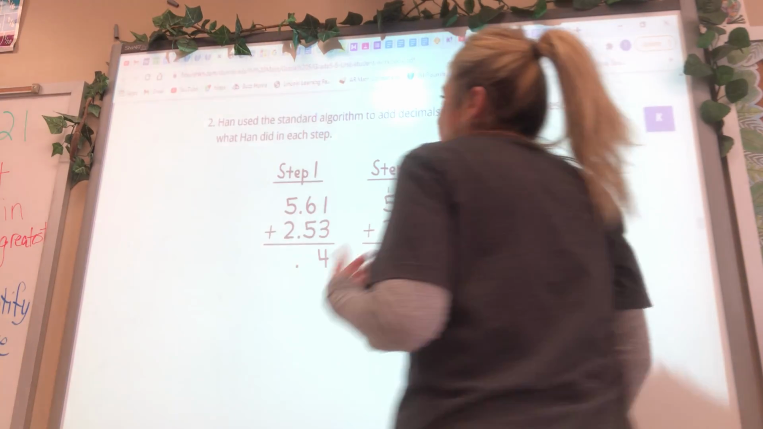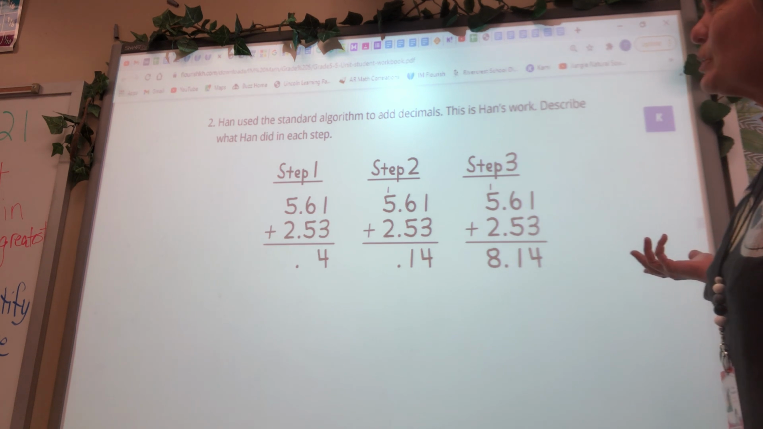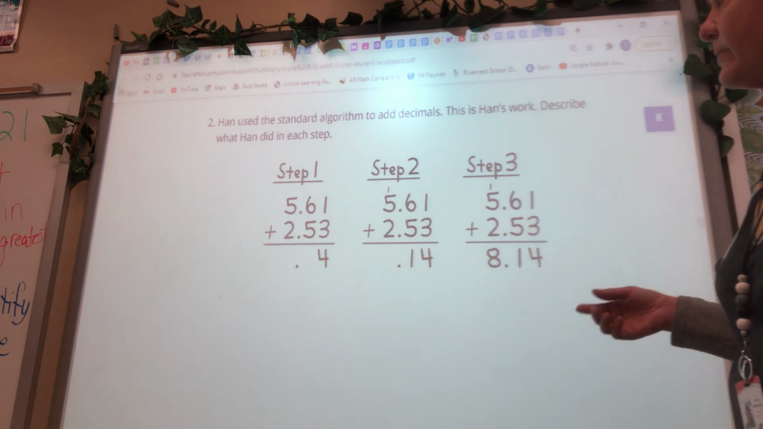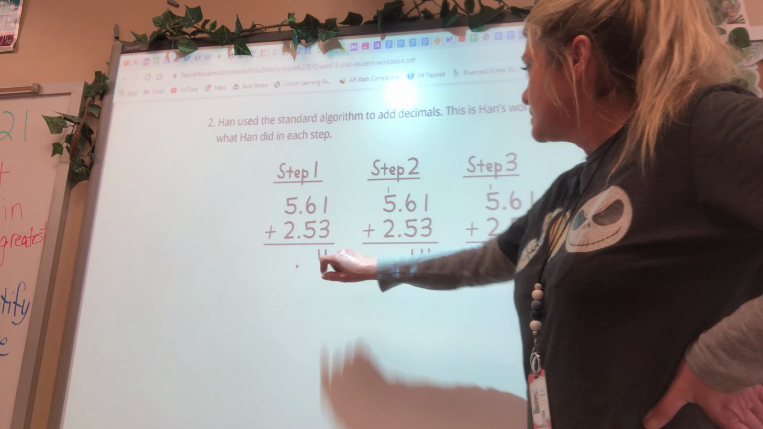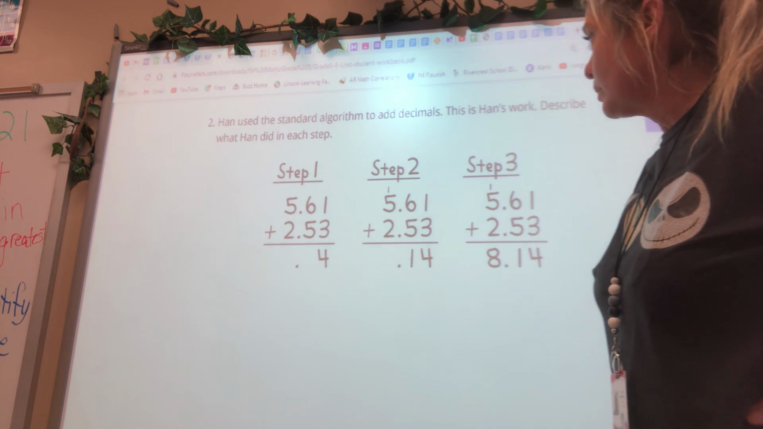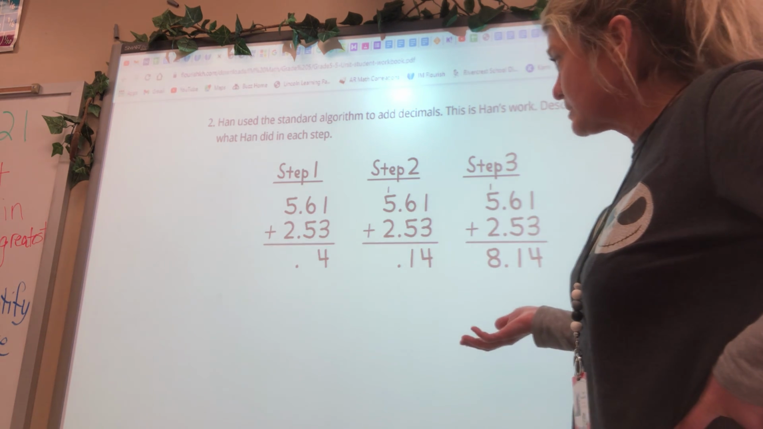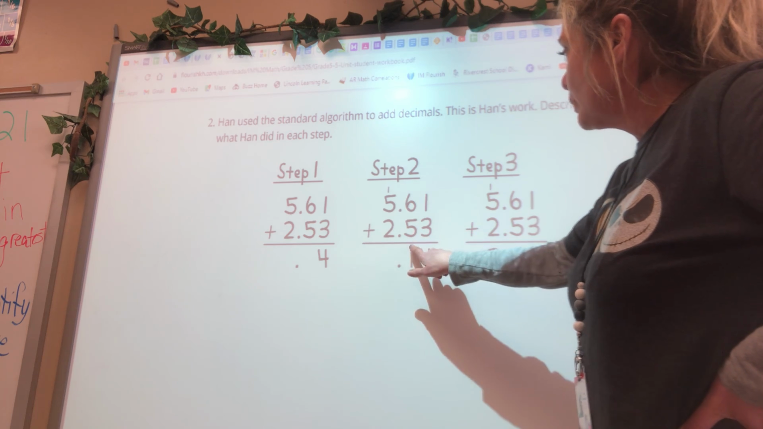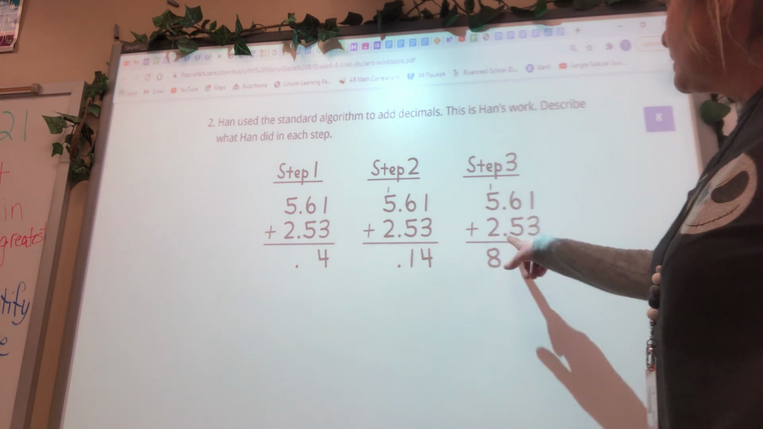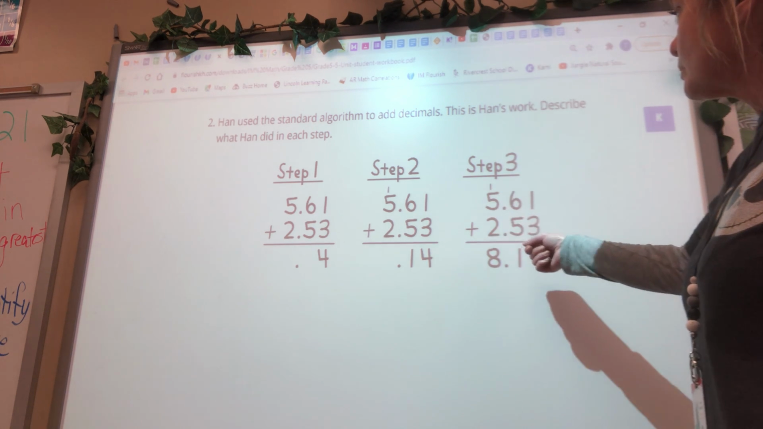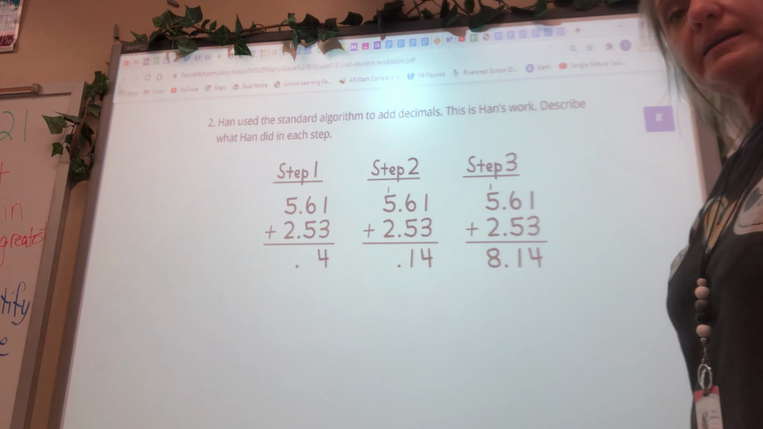Now this one, it says, Han used the standard algorithm to add decimals, and this is Han's work. Describe what Han did in each step. Well, in the first step, he added together what was in the hundredths place, didn't he? So we have 1 plus 3 is 4. In the next step, Han has a 1. Well, that makes sense, doesn't it? If we add what's in the tenths place, 6 plus 5 is 11, we know that we put the 1 and then carry our 1 from our 11. And then in the last step, he's added together his whole numbers. 5 plus 2 is 7, plus the 1 that he carried is 8.